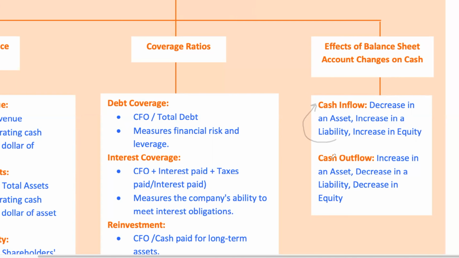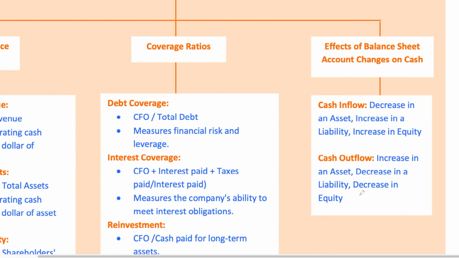On the other hand, cash outflows represent cash leaving the company. This happens when there's an increase in an asset, such as buying equipment or expanding inventory, requiring cash. A decrease in liabilities, like paying down debt, also uses cash to reduce obligations. Similarly, a decrease in equity, through actions like buying back shares or paying dividends, leads to cash outflows.